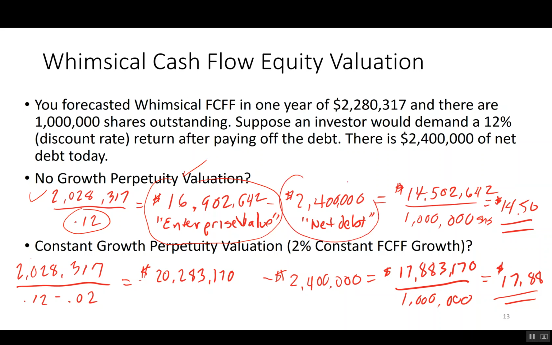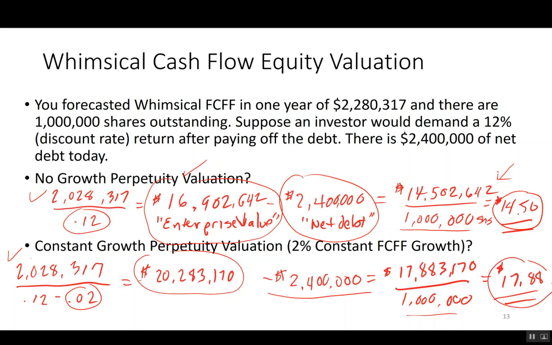If I subtract out the net debt of $2.4 million that we forecasted last time, that would give me an equity value of $14.5 million. If I divide by the number of shares currently outstanding of 1 million, that'll give me a valuation of $14.50 a share. Now the stock's looking like a good buy because it's only selling in the market for $10. Even further, what if that cash flow of 2 million is going to grow at 2% forever? Well, that will give me an enterprise value of 20 million, minus my net debt, divided by 1 million shares outstanding. I'd pay $17 a share.